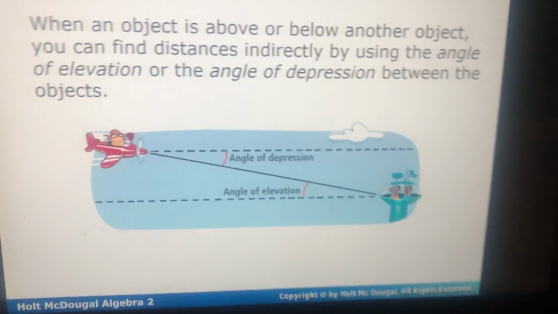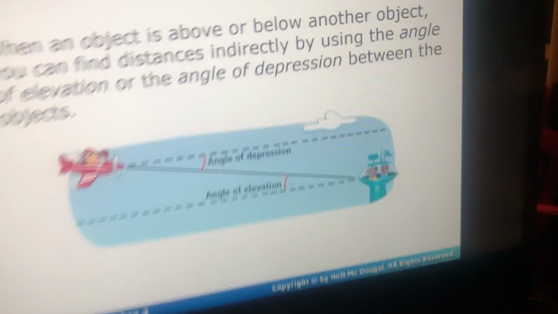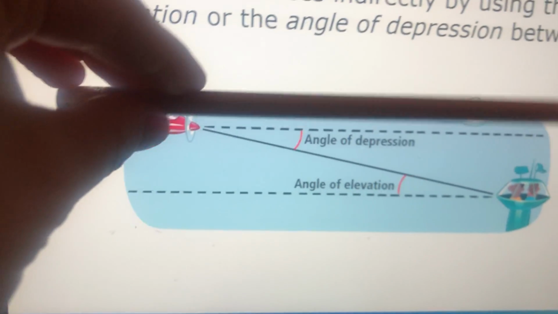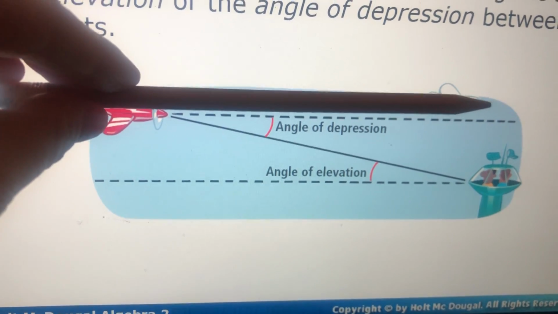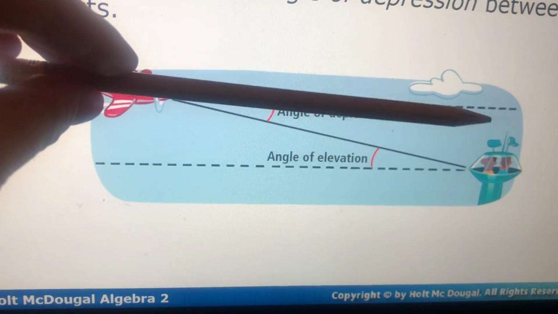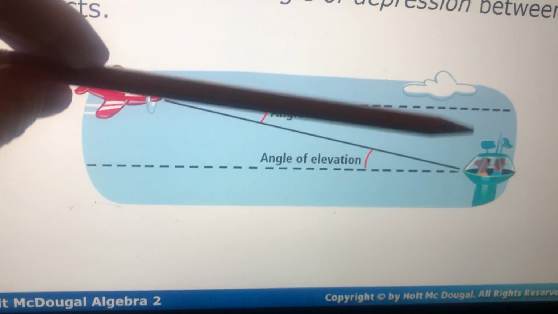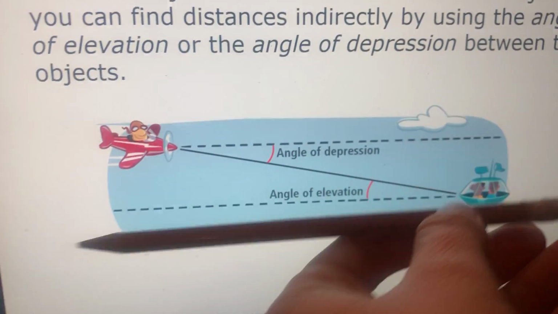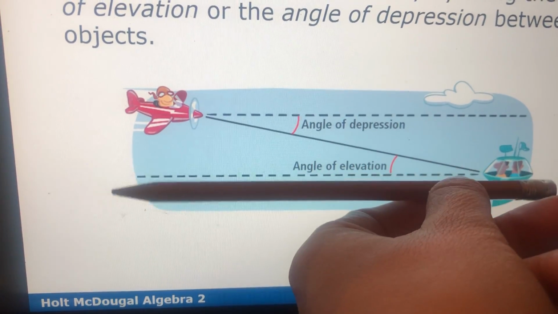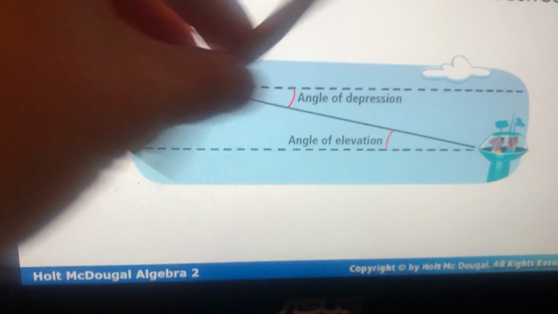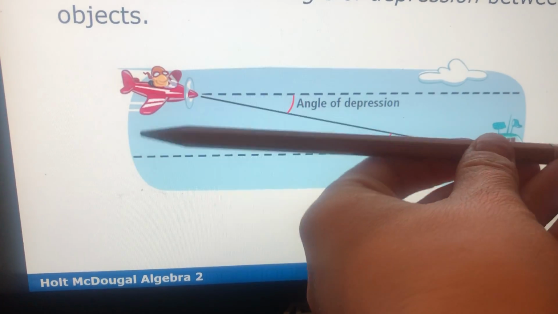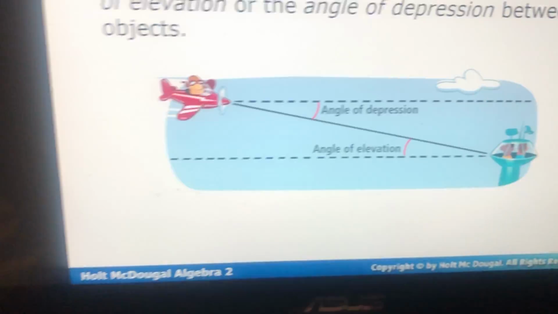An angle of depression, I like for you to think, is when you could think of coming from the top and depressing downward. Okay, an angle of elevation is like coming from the bottom here and elevating upward. Okay, so depressing down from the top or elevating upward from the bottom.